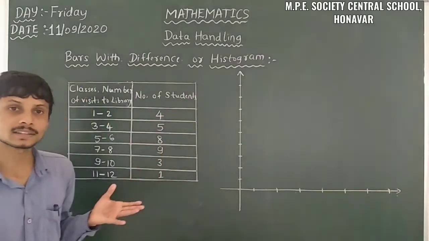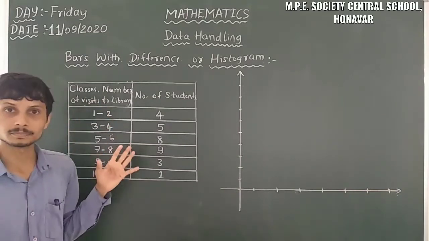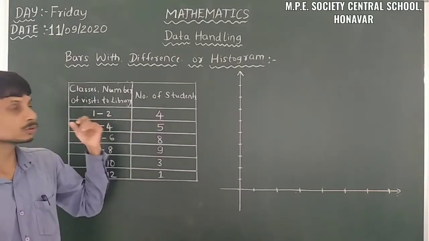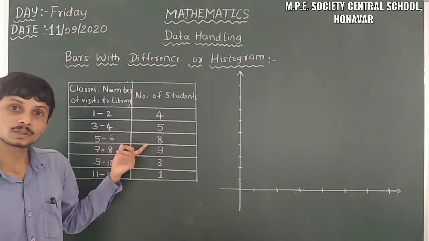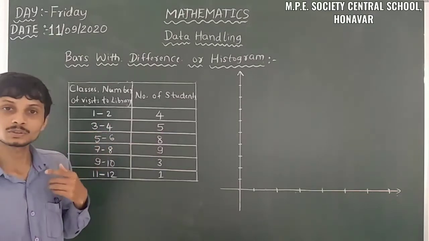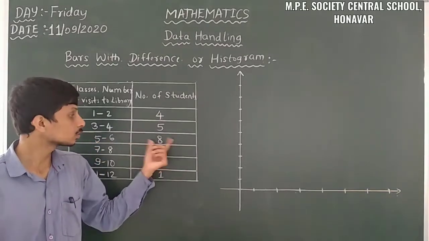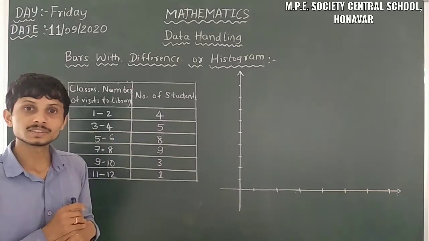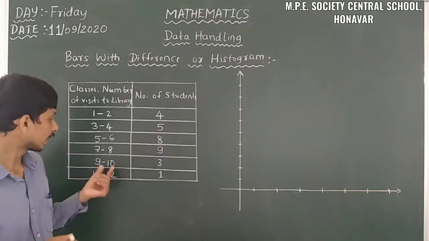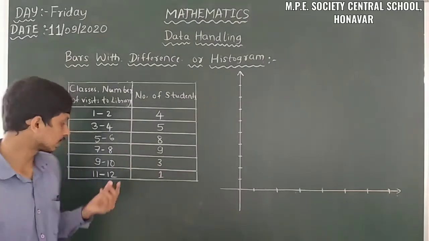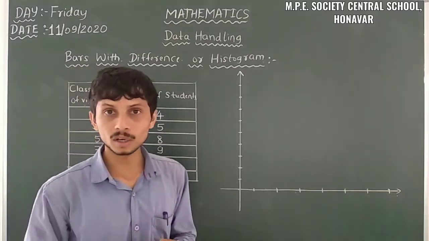The example shows the number of visits to the library, up to 12th standard. For 1 to 2, 4 students visited in one day. For 3 to 4, 5 students visited. For 5 to 6, 8 students visited the library. For 7 to 8, 9 students visited, for 9 to 10, 3 students visited, and for 11 to 12 only 1 student visited the library in one day.